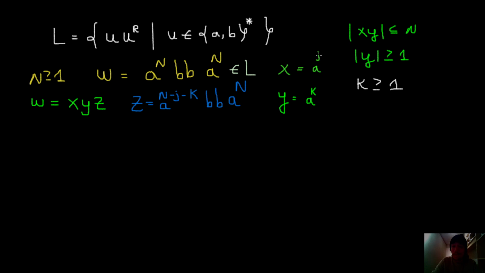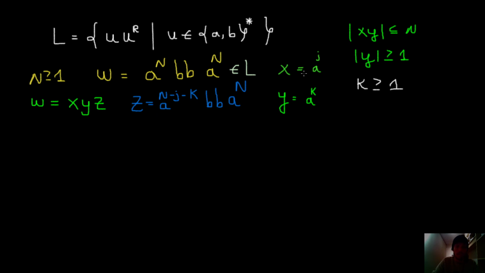Here, this plus j with this minus j gets cancelled, this plus k with this minus k gets cancelled, and at the end we have a raised to n b raised to n, which is precisely the value w.